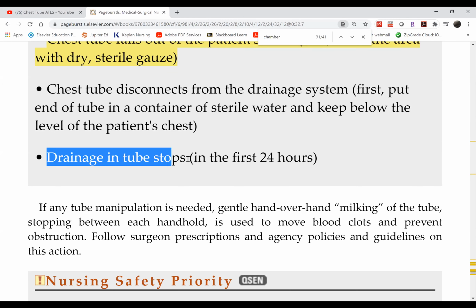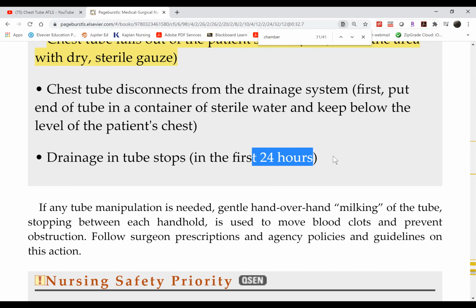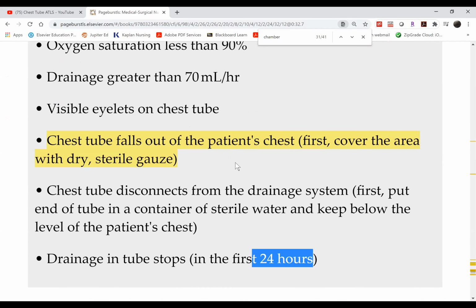Or this one. You call the doctor about this because the drainage stops. It can't stop within the first 24 hours. It's almost impossible. So there must be something wrong. Either the chest tube eyelets are blocked. Maybe there's a blood clot occluding all those eyelets, which is dangerous, not good. Or maybe it's not the eyelet, maybe a clot is obstructing the chest tube. Okay, so if it stops within the first 24 hours, you call the physician.